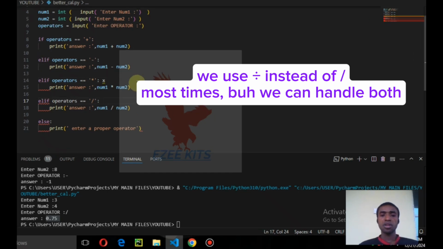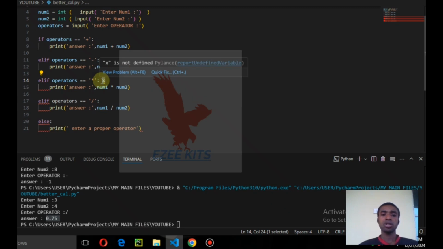Okay, but if you want to handle a situation whereby maybe the operator the user entered is X, because most people mistake the asterisk for X, but this is actually the sign for multiplication. Meanwhile, we mainly use this one in the human world most times.